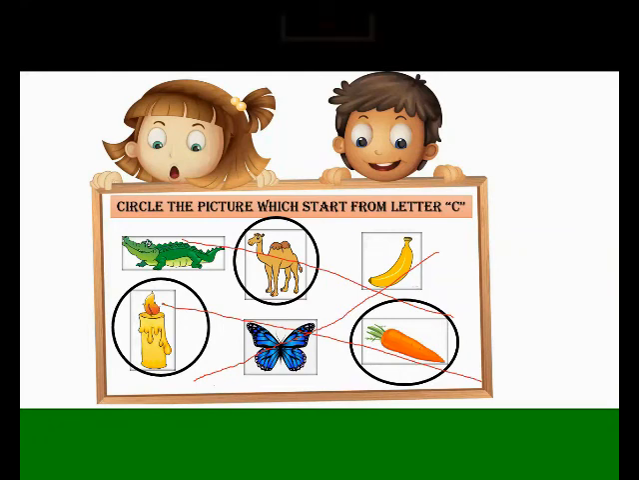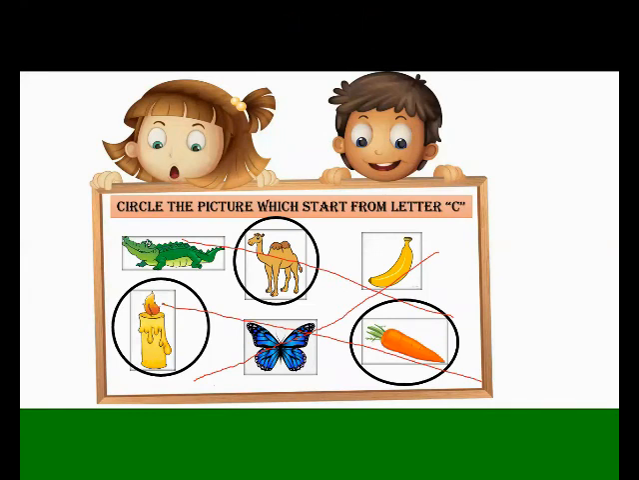Okay, now the next picture is carrot. Okay, students, tell me, the sound of carrot is K? Yes, the sound of carrot is K. So we will circle the picture of carrot. This is the activity of circle the picture which starts from letter K.